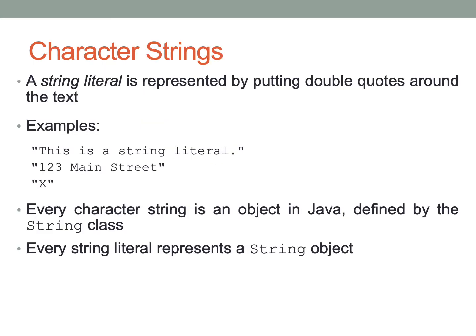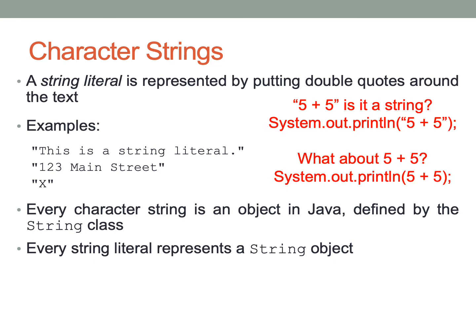A string literal is represented by putting double quotes around the text. Class String is the class that represents several characters. It is within the package called java.lang. We do not need to import it to use it. For example, we have in double quotes, this is a string literal. We can also have any numbers or just one character, for example, the letter X.